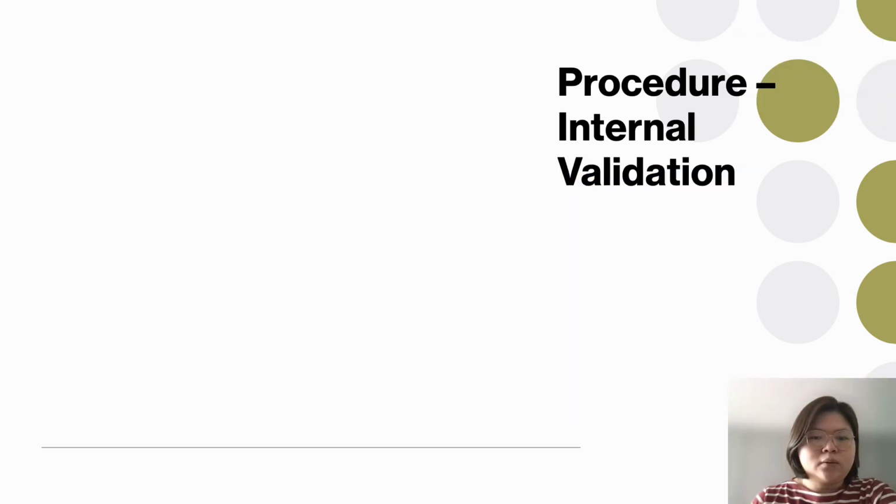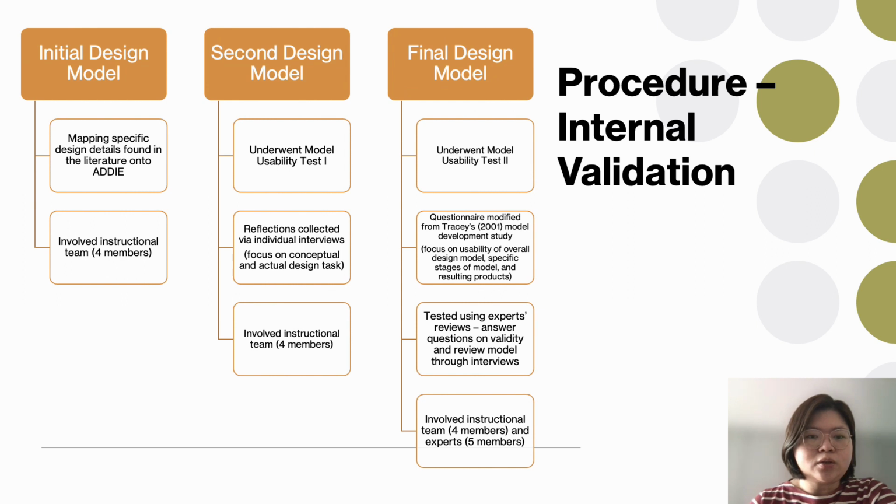Here's an overview of the procedure for performing internal validation. There are two groups of participants involved here, the instructional team and the experts team. The instructional team will participate in the model usability test 1 and also interviews for the second design model. And in the final design model, the instructional team and experts team will participate in the second model usability test.